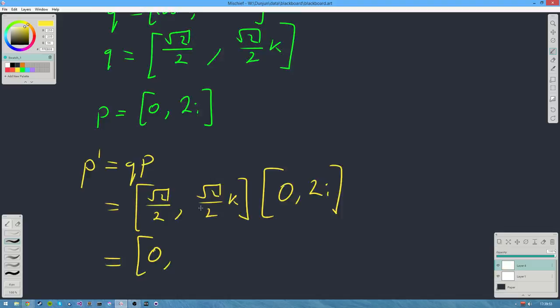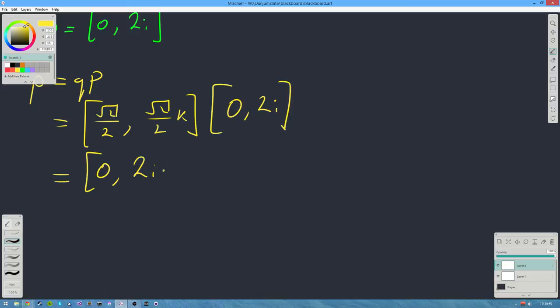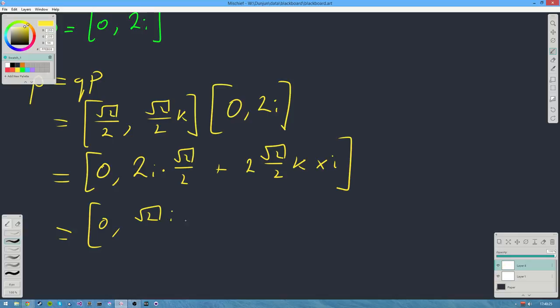So what we get is 2i multiplied by root 2 over 2, plus 2 root 2 over 2 k cross product with i, like that. Then this times that becomes 2i, and k times i equals j, so this now becomes 0 plus root 2i plus root 2j. So that is still a pure quaternion, and it's been rotated 45 degrees about the k-axis.